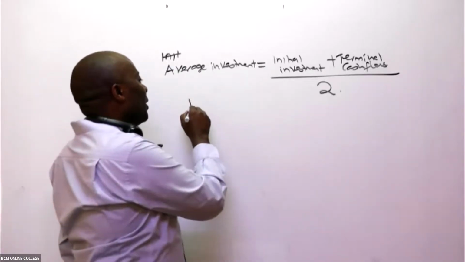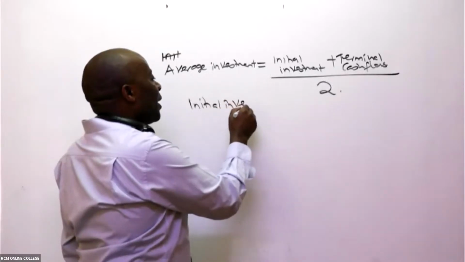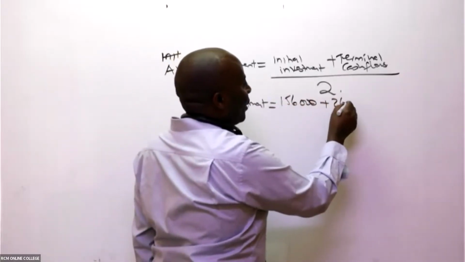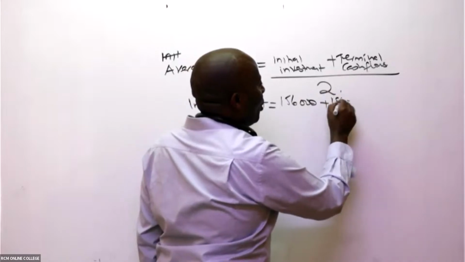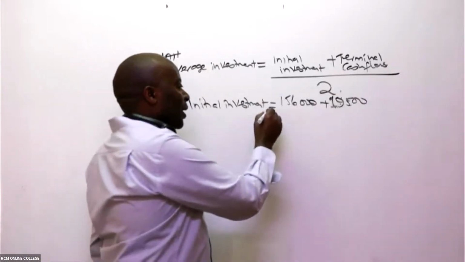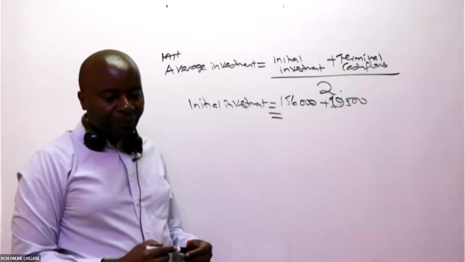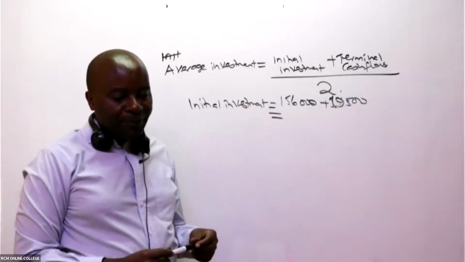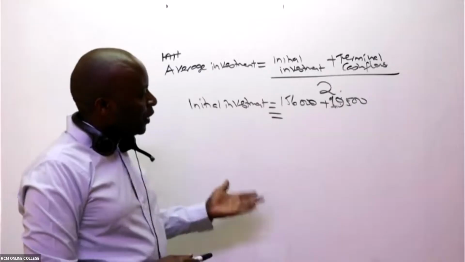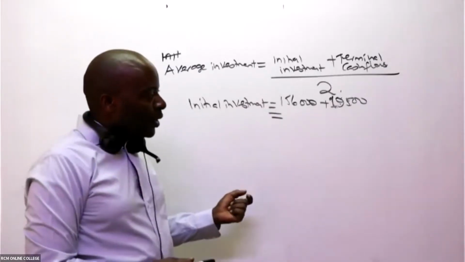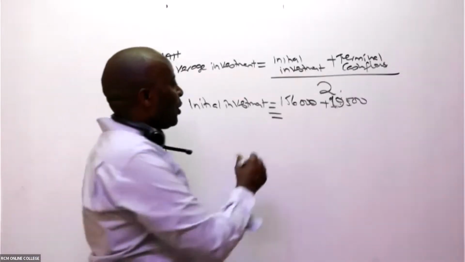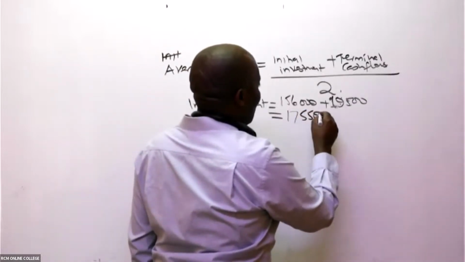So our initial investment, please listen, in this case will be that 156,000 plus the working capital of 19,500. Can somebody give me this figure? 156,000 plus 19,500. Remember, 19,500 is our working capital, which was invested at the very beginning. So they're giving me 175,500.